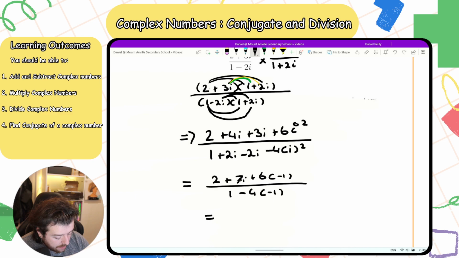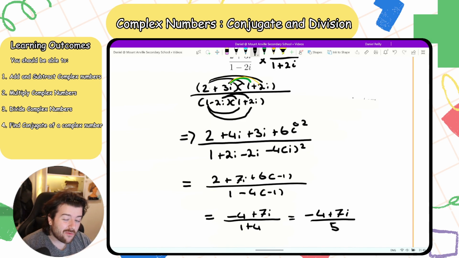So my top is now 2 minus 6, which is minus 4, plus 7i, all over 1 minus negative 1. So it's going to be 1 plus 4. So my answer here is minus 4 plus 7i all over 5.